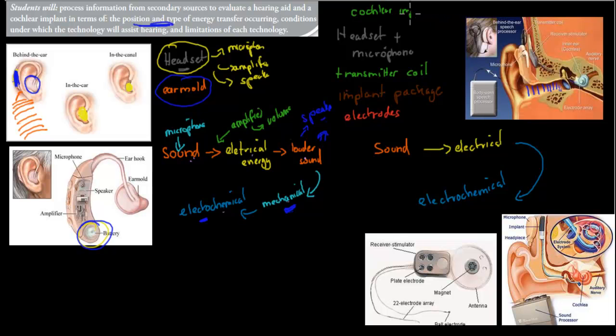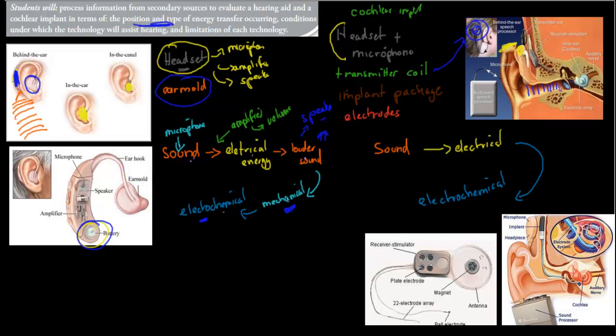Remember, in terms of where this stuff can be found, the headset and the microphone can be found either behind the ear or just above the ear. The transmitter coil can be found on the back of the head, right? So that's this part here, behind the ear, on the back, on the actual head itself.